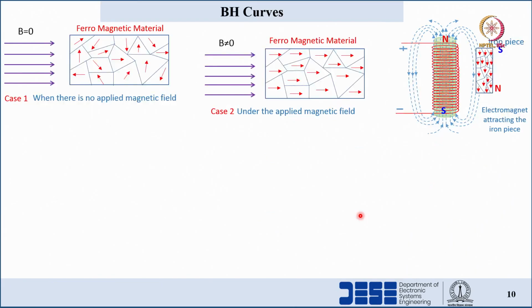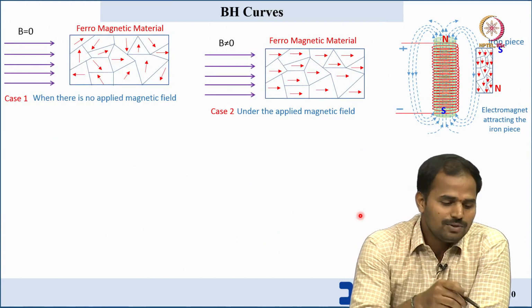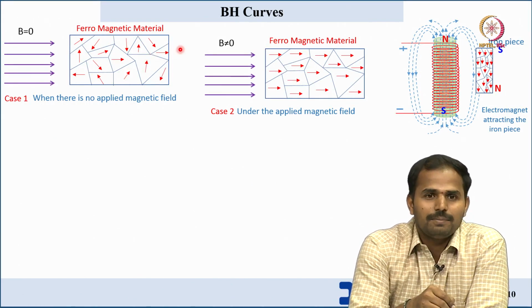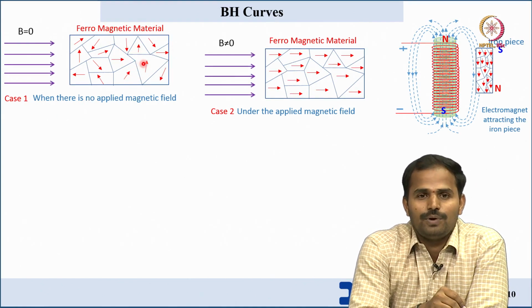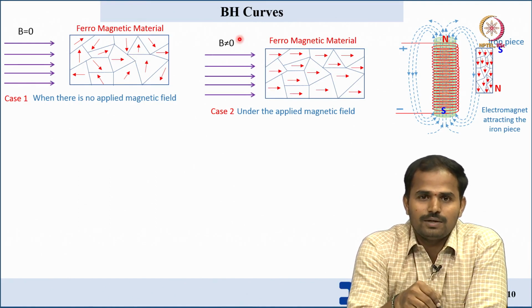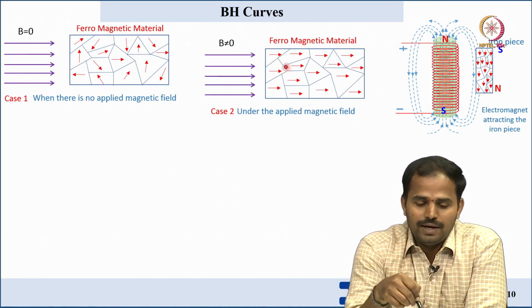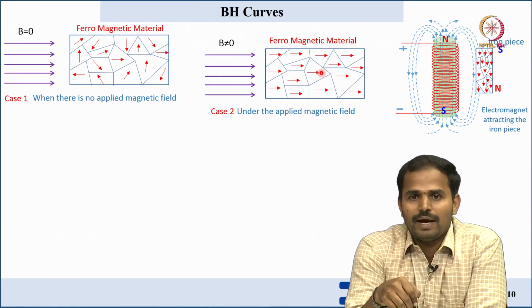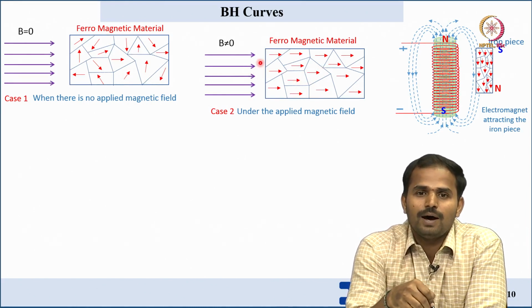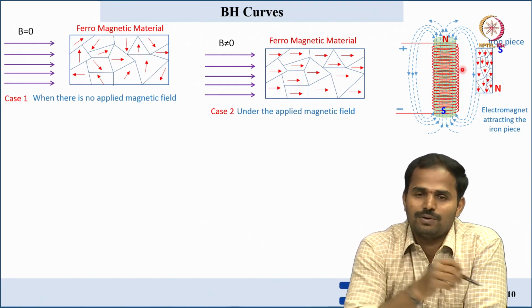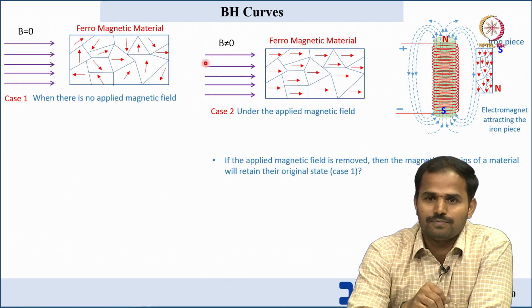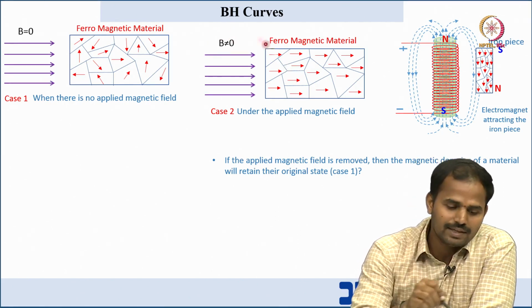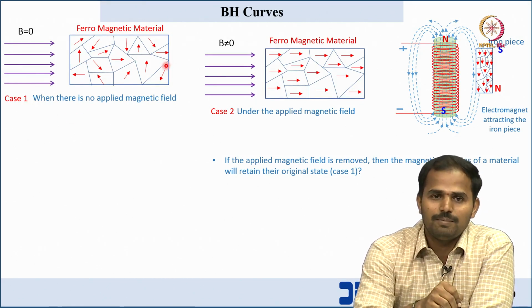Now, we will discuss the BH curves. Let us consider a magnetic material, and if we are not applying any magnetic field to that material, then all domains are randomly oriented. If we apply a magnetic field, B not equal to 0, a finite value, then all magnetic domains are aligned in one particular direction with respect to the applied magnetic field. Example also we have discussed with respect to the ferromagnetic material. Now, the question is, if we remove this applied magnetic field, maybe I am pointing with the laser pointer, can we retain the same phenomenon as case 1, where all domains are randomly oriented?